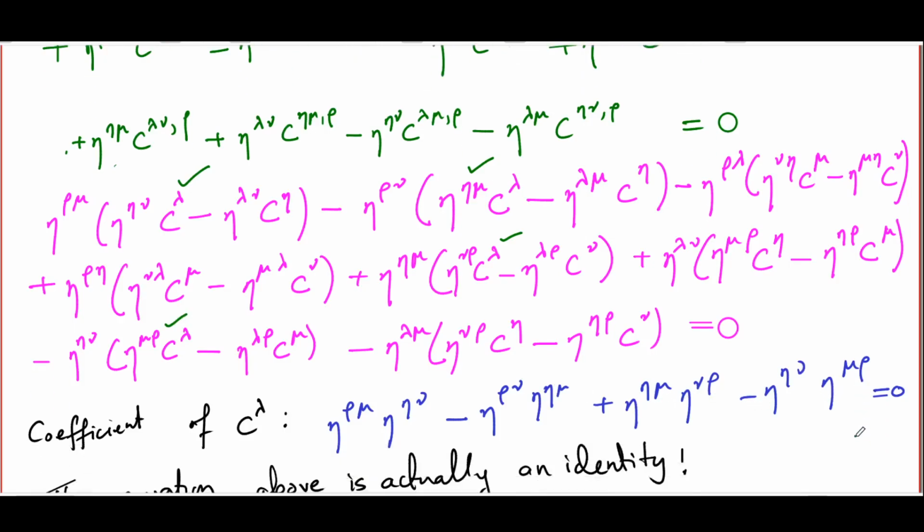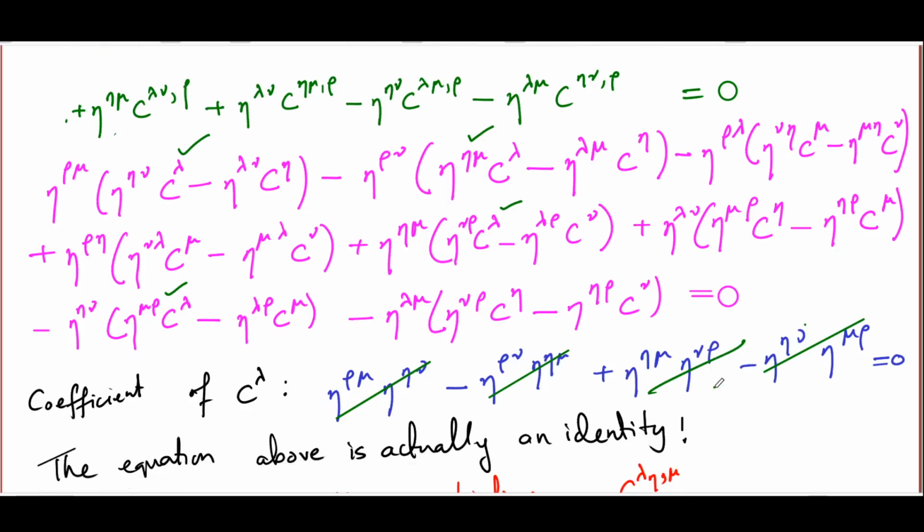Now let's take a look at what they become when you combine them. Eta rho mu, eta nu, and eta nu, eta mu rho are one and the same. Remember, eta is symmetric, so these two will cancel each other out. And similarly, this term and this term are exactly equal and they cancel each other out. So the coefficient of C lambda is 0, and it's pretty easy to figure out that that will happen for each of the C's here. And ultimately, what we have got above is not an equation which C's obey, but an identity. Both sides vanish identically.